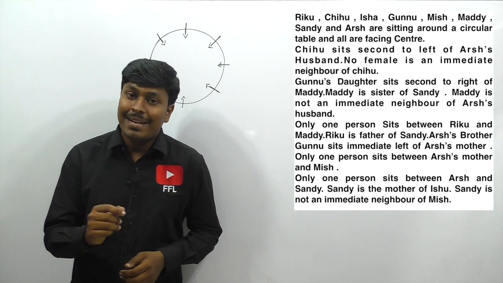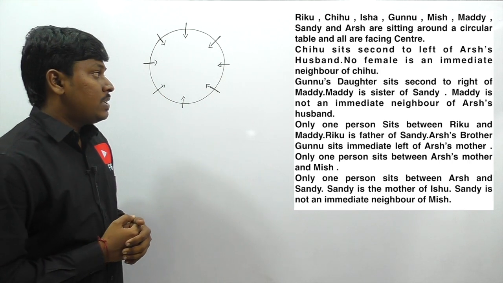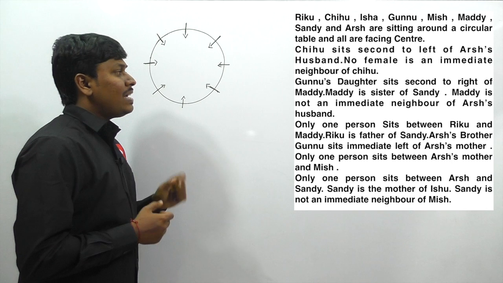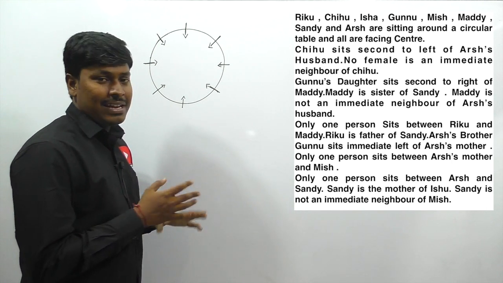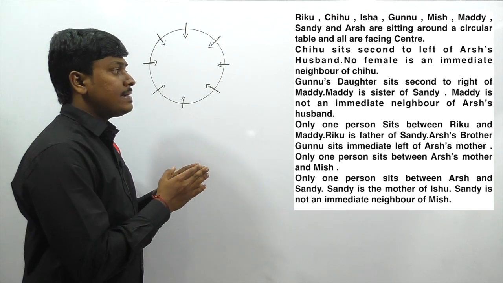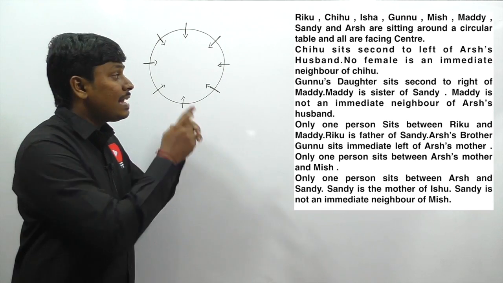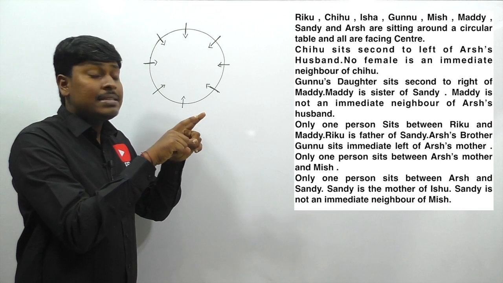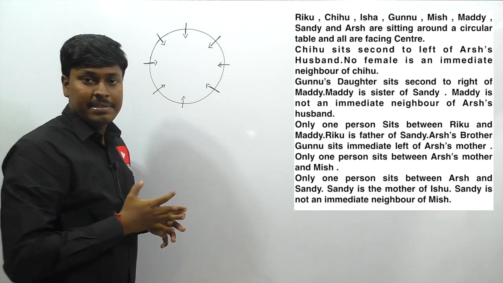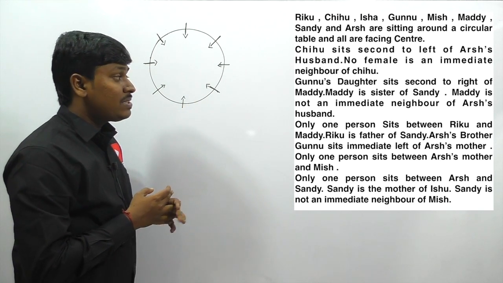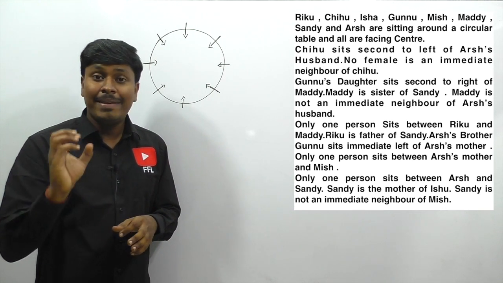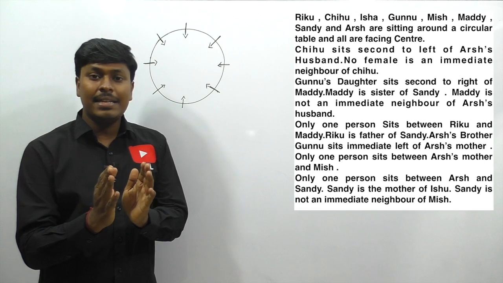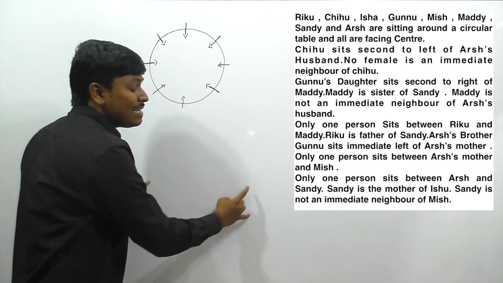Let me move on to the blood relation arrangement question. So friends, Riku, Chikku, Ishu, Gunnu, Mish, Maddie, Sandy and Ash, different names, right? All are sitting in a circle and they are facing center. So friends, there are 8 persons sitting in a circle and all the 8 persons are facing center. So friends, always remember that we have solved many different arrangement questions that are based on blood relation. Our only target, friends, is to solve the blood relation initially.